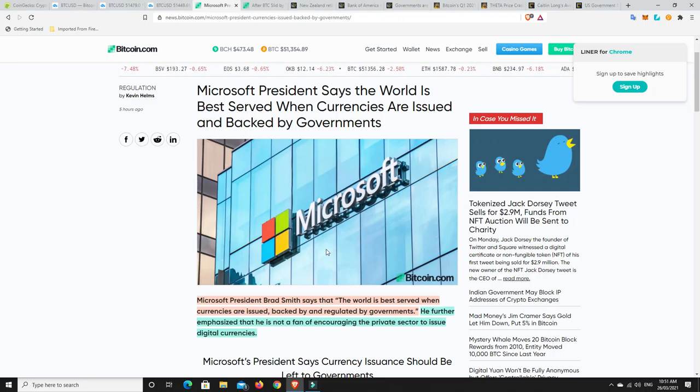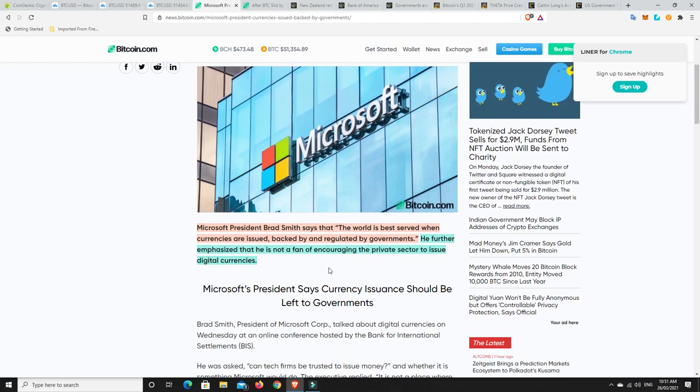not by governments. So we can see here, Microsoft President Brad Smith says that the world is best served when the currencies are issued, backed, and regulated by the governments. Regulated, yes. Issued and backed, not so sure.